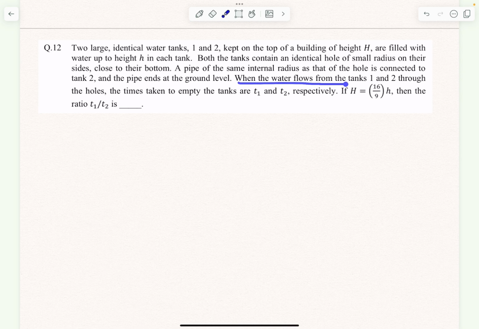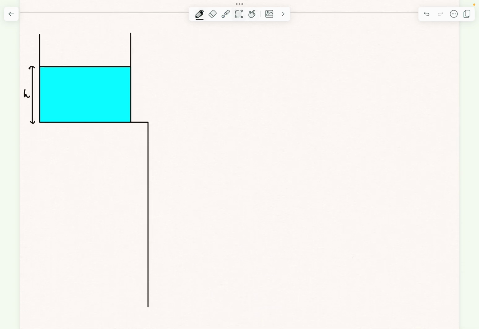When the water flows from tanks 1 and 2 through the holes, the time taken to empty the tanks are T1 and T2 respectively. And then they've given a relation between capital H and small h. So we have to find out the time to empty the tanks in both of the cases. Okay, so this is the condition given to us.